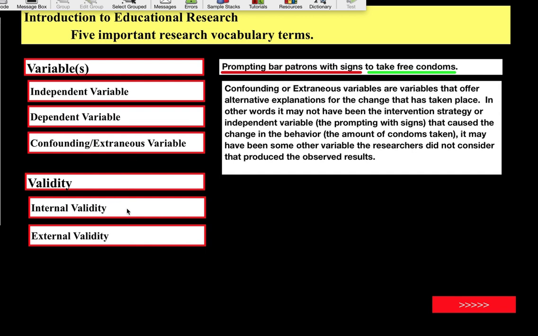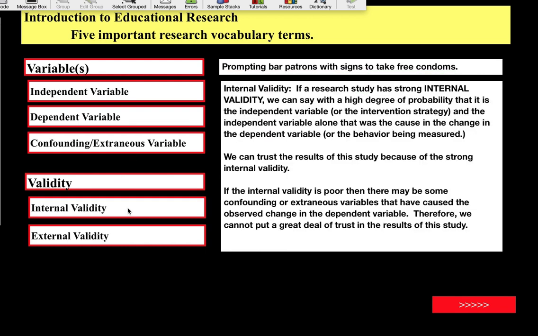In terms of validity, there are two types. Internal validity. If a research study has very good internal validity, in other words, if it's done very well, the researchers have controlled for confounding and extraneous variables. Their methodology is done very well. Their sampling was appropriate. Then that research will have good internal validity, which means we can say with a high degree of probability that it is the independent variable or the intervention or the treatment that has caused the change in the dependent variable.